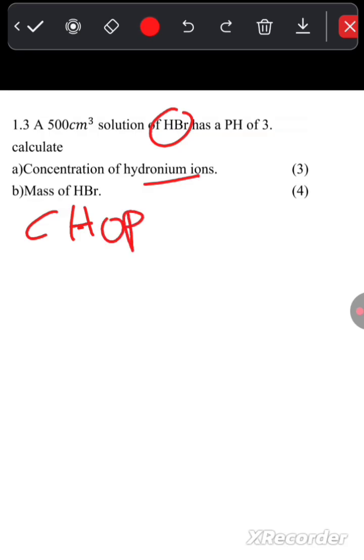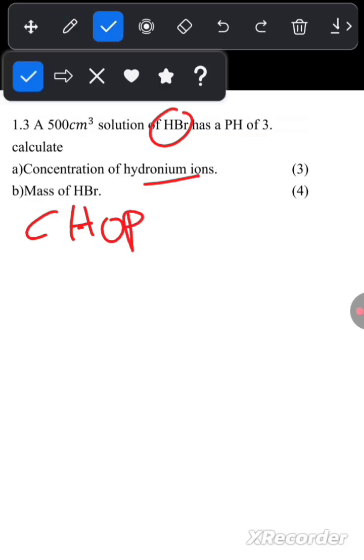Right? Let's have a look at this one. It says a 500 cubic centimeters solution of hydrobromic acid has a pH of 3. Now you calculate the concentration of hydronium ions. So we know that for pH of an acid, because this is an acid, we use CHOP. We use CHOP.